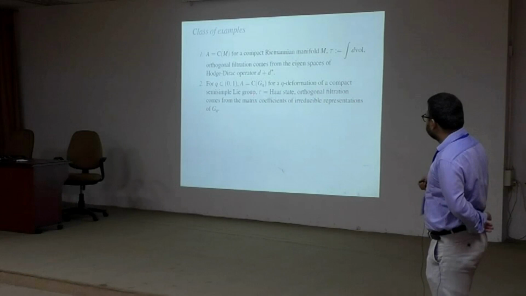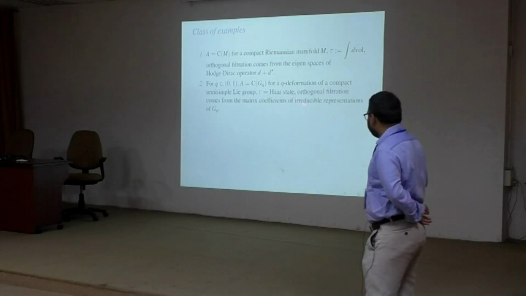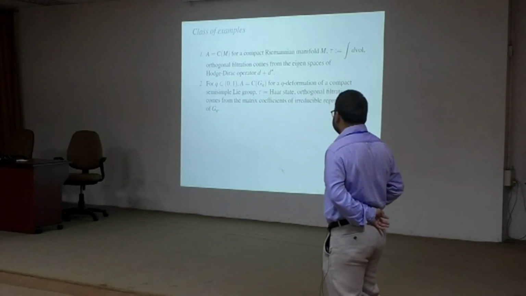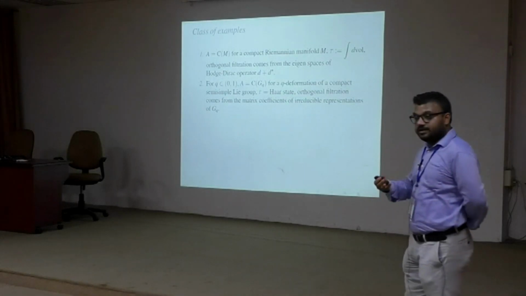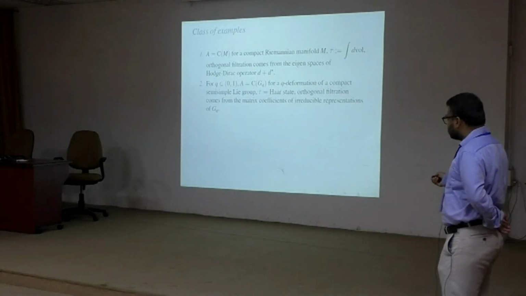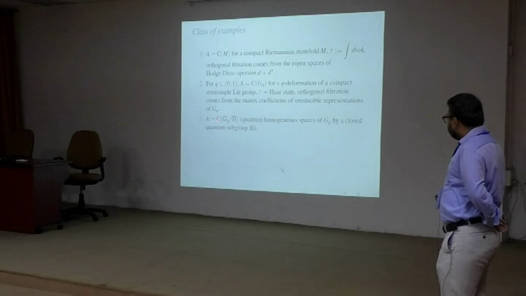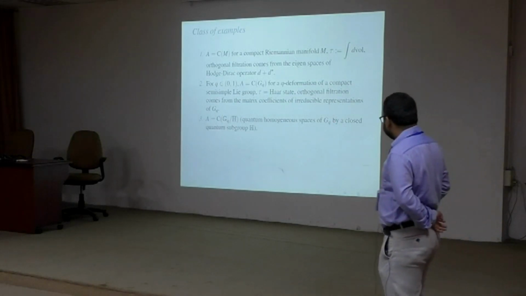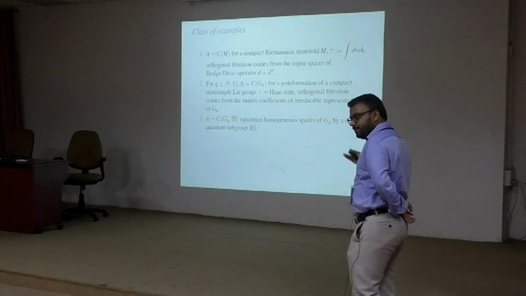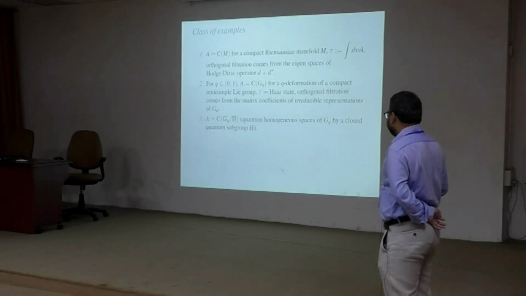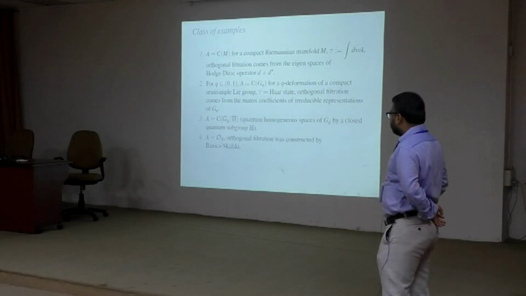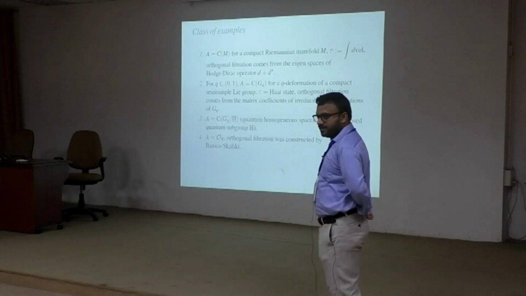Similarly, if we have a Q deformation of a compact semisimple Lie group where tau is the Haar state, then the orthogonal filtration comes from the matrix coefficients of the irreducible representations. This will also be in the same class. Moreover, if we have a quantum homogeneous space by a closed quantum subgroup, we will be in the situation where we have the Cuntz algebra, with the orthogonal filtration constructed by Banica-Skalski.